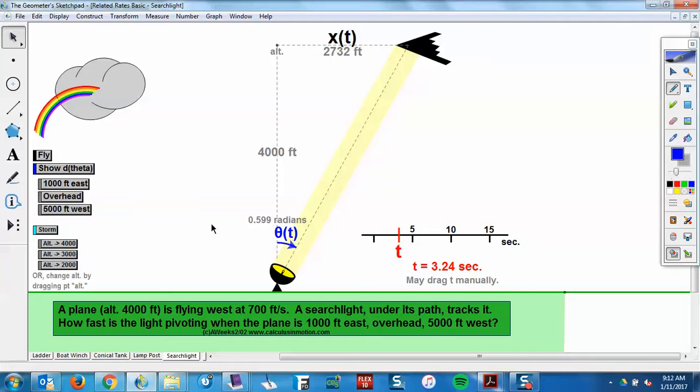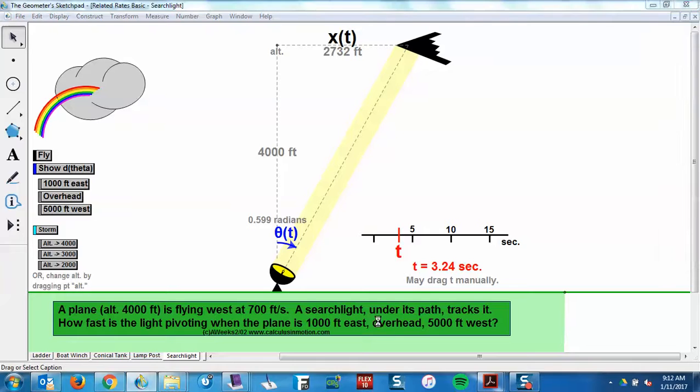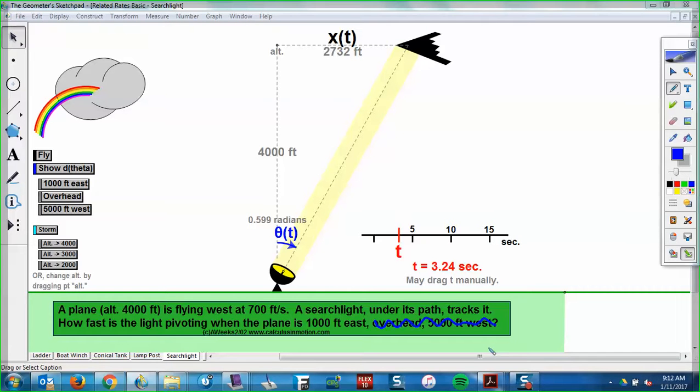So, a plane at an altitude of 4,000 feet is flying west at 700 feet per second. Now, the 700 feet per second we're talking about is its airspeed up there, right? That's the rate of change of x. A searchlight under the path tracks it. How fast is the light pivoting when the plane is 1,000 feet to the east? So that would be right here. How fast is the light pivoting? And in this case, we mean how fast is theta changing? Okay, how fast is it pivoting?